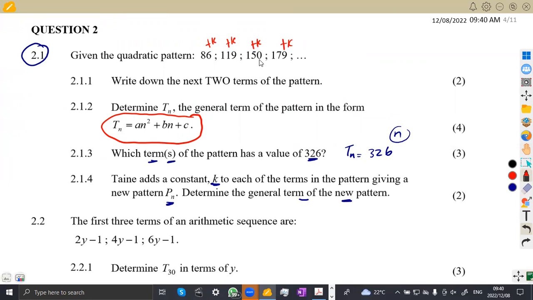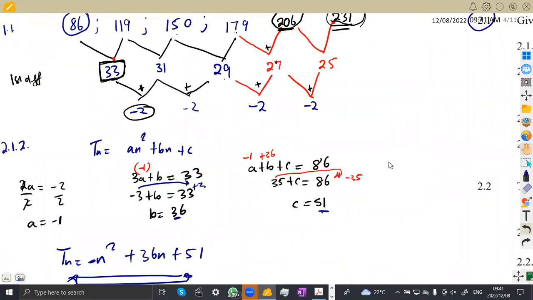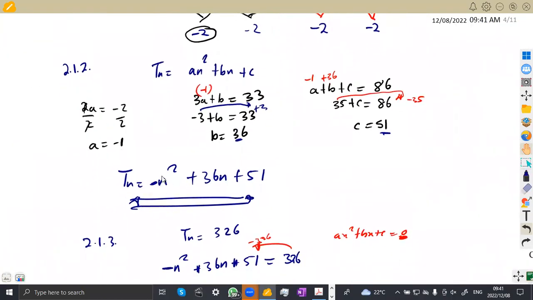What actually happens, guys, is that whenever you add a constant, it only affects the constant term, which is the c part of the Tn expression, an squared plus bn plus c. It will only affect the constant. So if you add a k, you are just going to add a k to your constant. That's it. So where is our Tn? This is our Tn here. Our Tn was -n squared plus 36n plus 51.